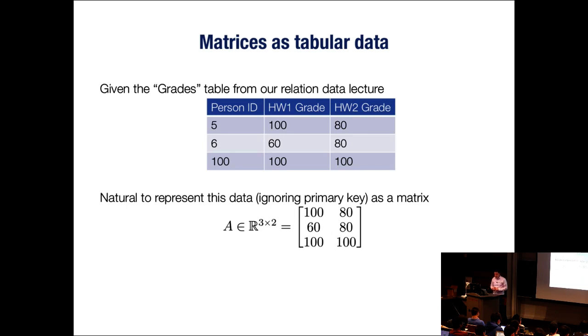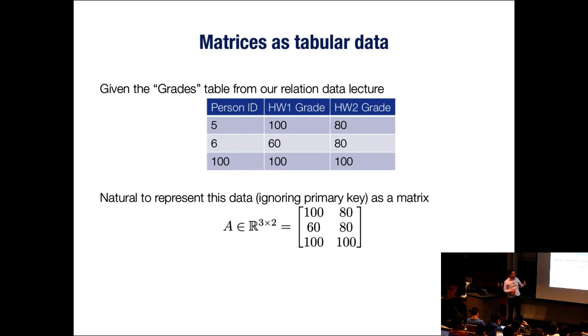All right, so let me just say the obvious thing here. Let's take the view of matrices as arrays, as representing tabular data. So let's look at the grades table that we had in our database lecture. And let's ignore the primary key for a second. That was the person ID. That's the key of the table, maybe not quite the data. You could put it there, it doesn't really matter, but I'll just ignore that for now.